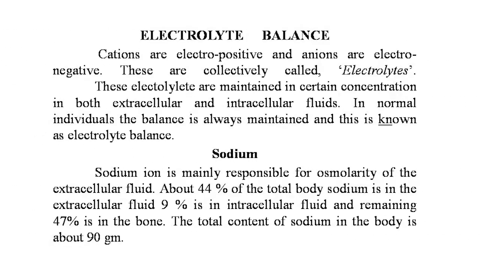Now the next point of this lecture is electrolyte balance. As mentioned earlier, both extracellular and intracellular fluids contain certain cations and anions. Cations are electropositive and anions are electronegative. These are collectively called electrolytes. These electrolytes maintain the concentration of both extracellular and intracellular fluids in the body. In normal individuals, the balance is always maintained and this is known as the electrolyte balance.